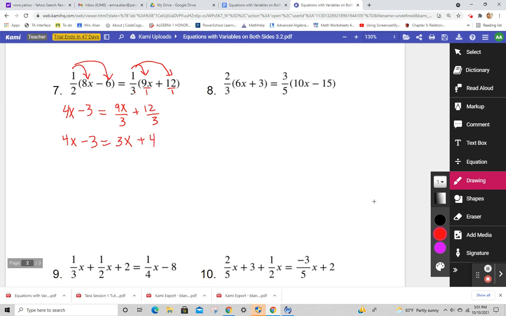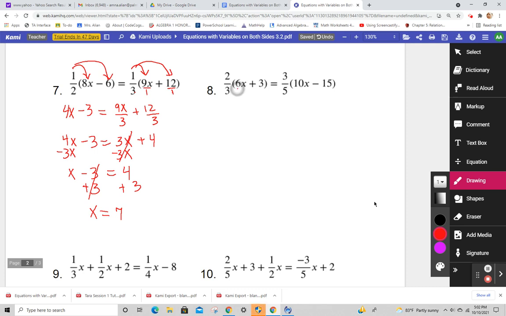Okay, now we can go ahead and work to get all the x's on the same side. So I'll subtract 3x from here, 3x from here. I'll have 1x minus 3 equals 4. We'll add 3 to both sides. So x equals 7. All right, pause the video and try number 8, and then come back and check.